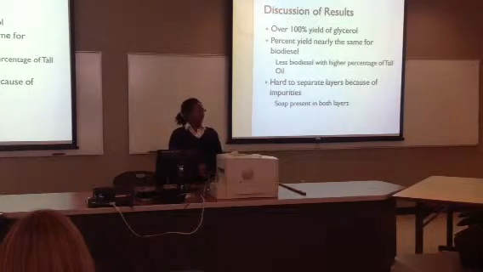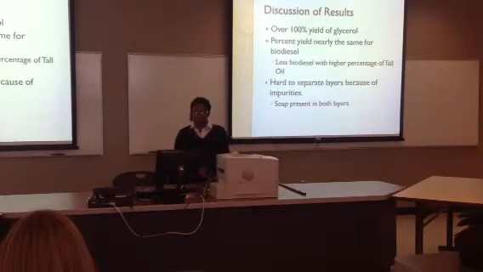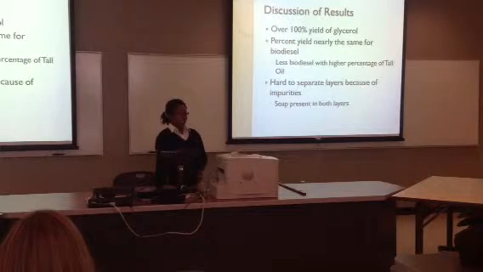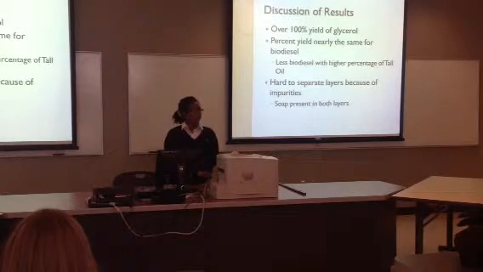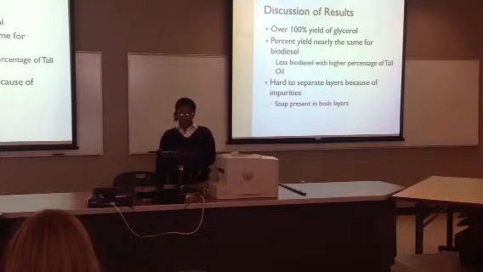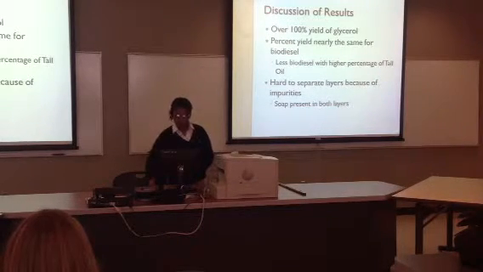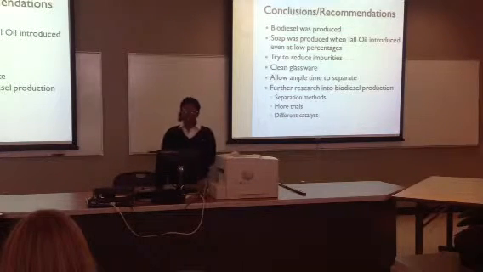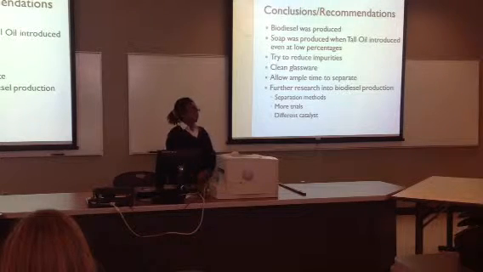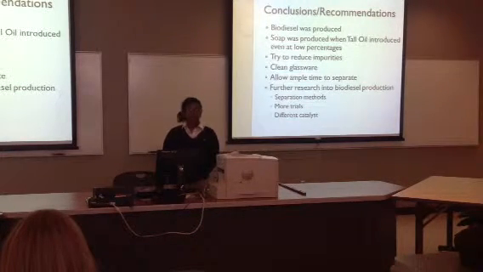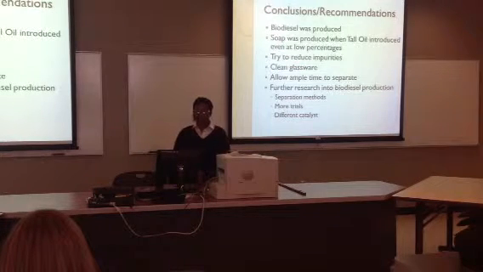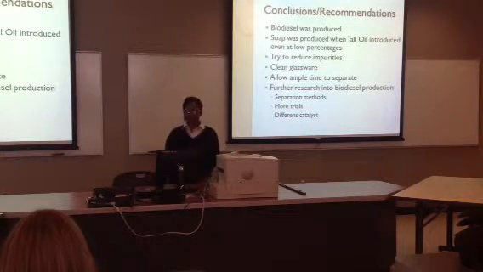For the glycerol, there's over 100% yield, but that's due to the excess of methanol. The percent yield was nearly the same for biodiesel, but there was less biodiesel with higher percentage tall oil. In the earlier experiments, where there was a lot of soap, it was hard to separate the layers. In the end, biodiesel was produced; however, soap was produced when tall oil was introduced, even at low percentages. So I would recommend reducing impurities if you want to make biodiesel.